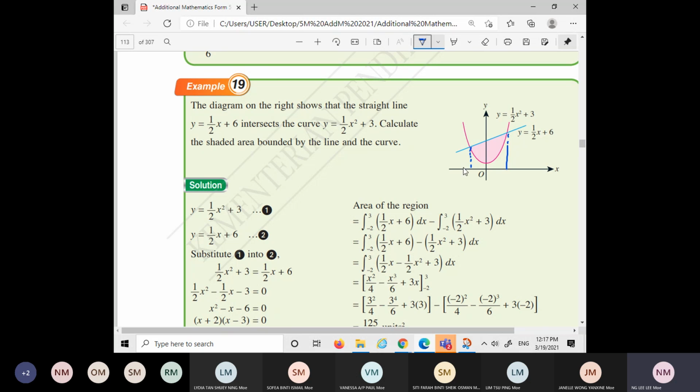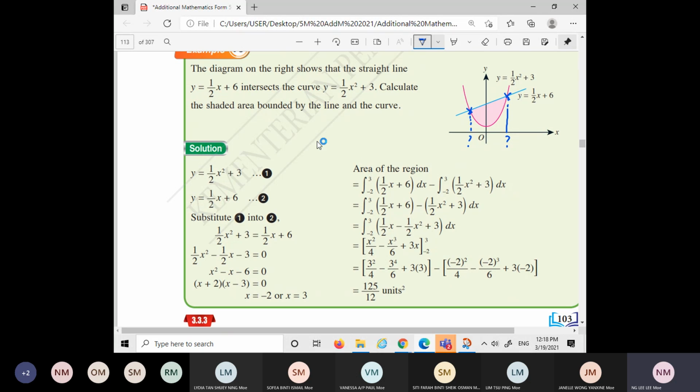But before that, you don't know the limits. This one you don't know, this one you don't know. So you have to find the intersecting points by solving these two equations simultaneously. Let this be the first equation and the second equation. Y is this, y is this. Therefore, the right hand side of the first equation is equal to the right hand side of the second equation. Then you rearrange in general form.